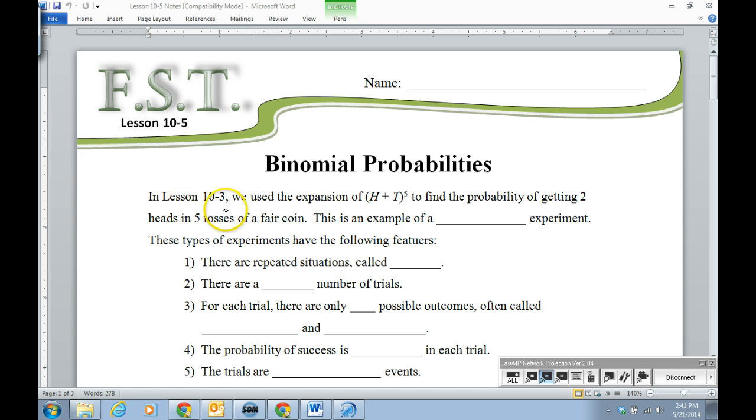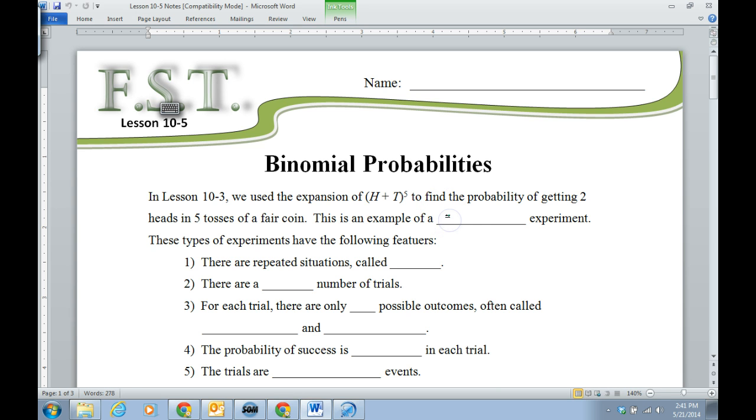So in lesson 10.3 we used the expansion of (h plus t) to the fifth to find the probability of getting 2 heads in 5 tosses of a fair coin. This is an example of a binomial experiment. Okay? These types of experiments have the following features. And there's a little typo there.